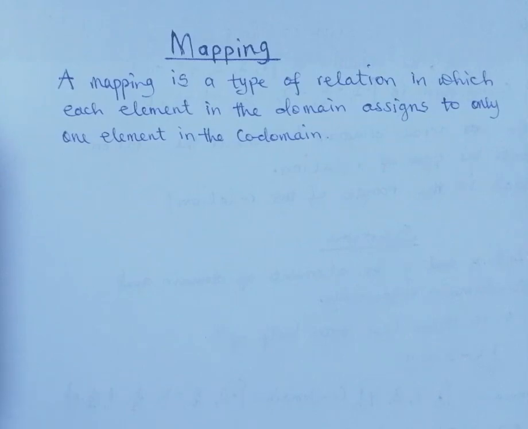Now, when we were discussing the types of relation, we mentioned that some of them are those where elements in the domain are assigned to only one. I know you remember those types of relation, and those types of relations are also called what? Mapping. Okay, so in that case, what are those types of relation we talked about? Those where each element in the domain assigns to only one.